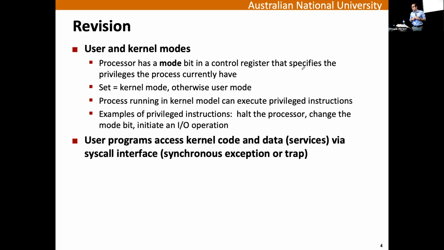So user programs can only access the kernel code and services via the syscall interface, which is a synchronous exception or a trap. We looked at it yesterday. So whenever there is a syscall, the processor actually goes to a trap handler. And the first thing it does, it changes the mode bit. And now the kernel, the trap handler, can execute any instruction in the ISA. So this is one way to go from user mode to kernel mode.